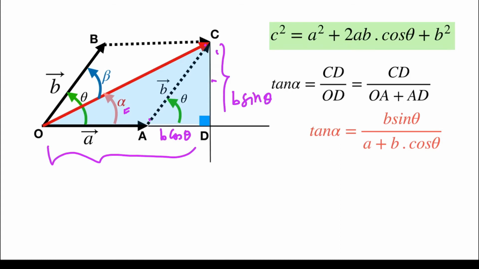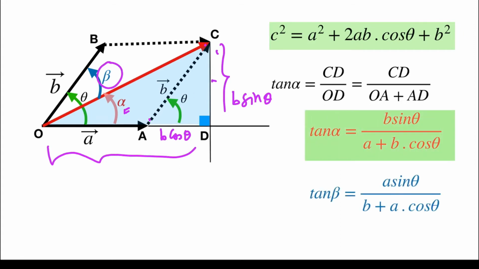And by symmetry, if the resultant vector makes an angle beta with vector B, we can write down that tan beta is equal to A sin theta divided by B plus A cos theta. So here B is the vector with which the resultant vector makes the angle beta. In the previous case, alpha is the angle between the resultant vector and the vector A.